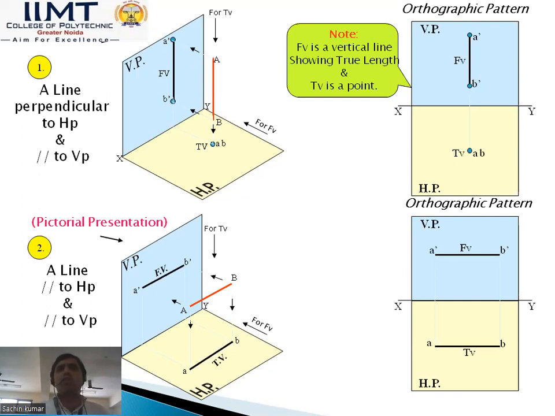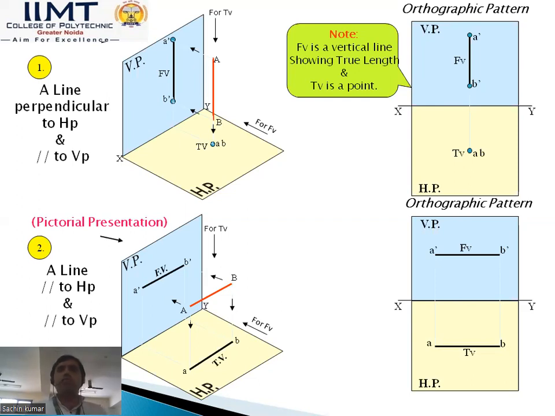So first we draw the front view and top view. It does not matter which first, because every view gives the true length. First we draw the front view, which is parallel to the XY line. So we draw the line A dash B dash parallel to XY. Dash means the front view, and without dash means the top view. So the line is parallel to both planes.